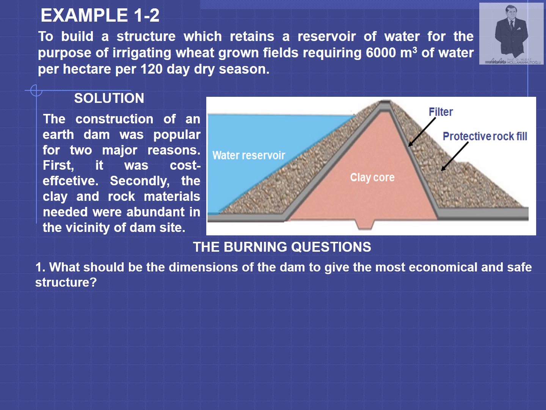The first one, what should be the dimensions of the dam to give the most economical and safe structure? This was important for the whole stability of earth dam. The second question, what was the minimum safe thickness for the rock fill? If you look at the figure, you will see rock fill materials on both sides of the clay core. They provide stability as well as protection for the clay core in the middle, as you see here.